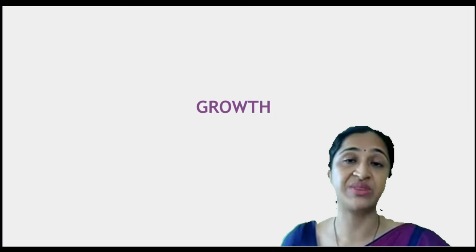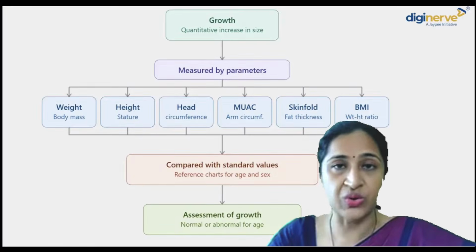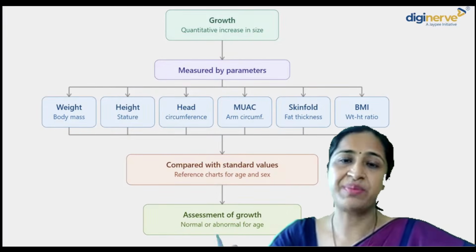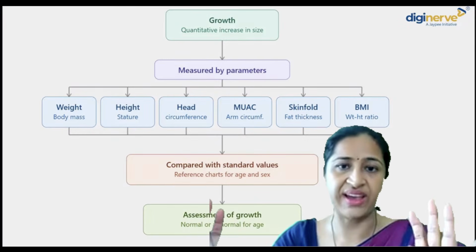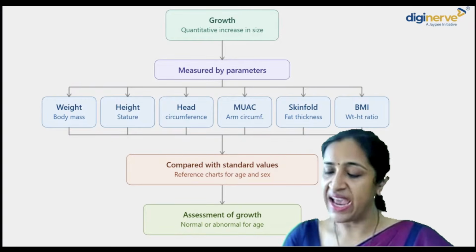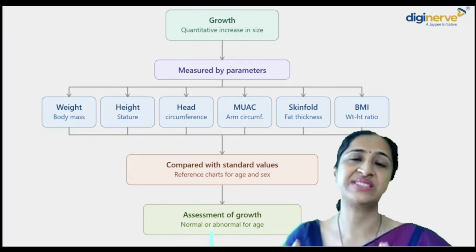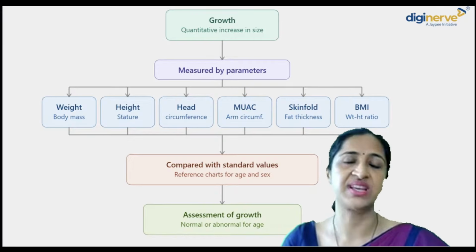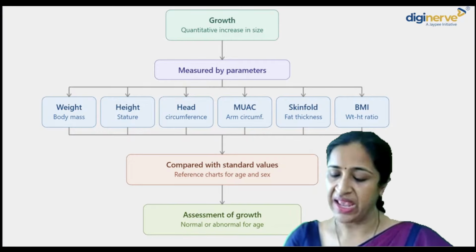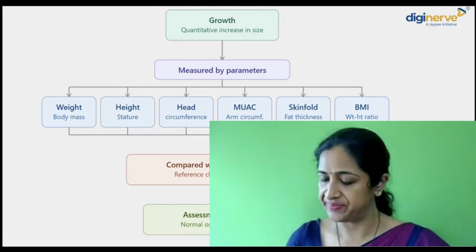So with that, we'll begin with one of the most important sections, that is growth. So what is growth? Growth is a quantitative increase in size. It is measured by very specific parameters: weight, height, head circumference, mid-upper arm circumference, skin fold thickness, and body mass index. This is then compared with standard values. Now, when we say standard values, it is essentially the growth charts. Which growth charts? The standard followed are the WHO growth charts. And then the growth is assessed based upon where the child falls in various charts.